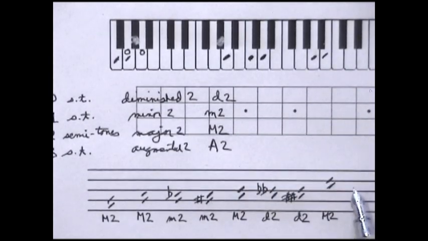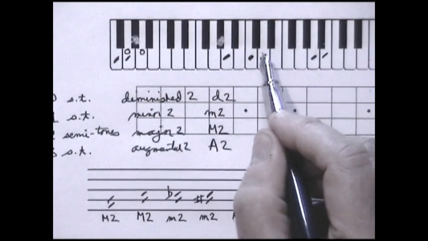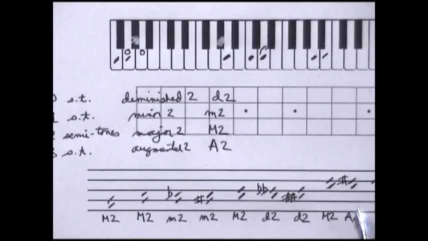To augment it, make the interval bigger by 1 semitone. You could do a D sharp. That would give me 3 semitones, or an augmented second. I could also leave the D alone, and I could make the C flatted, which would increase the interval by, again, a semitone, which would give me an augmented second.